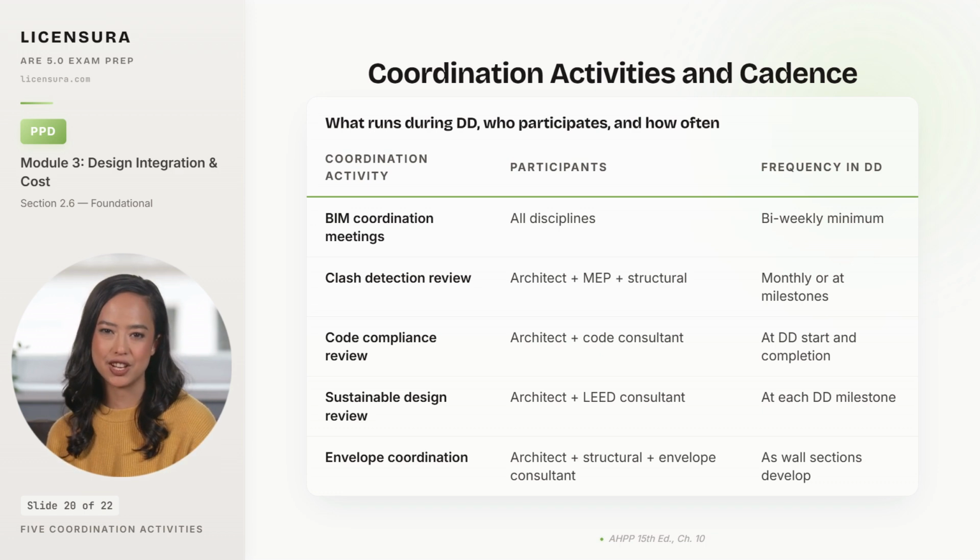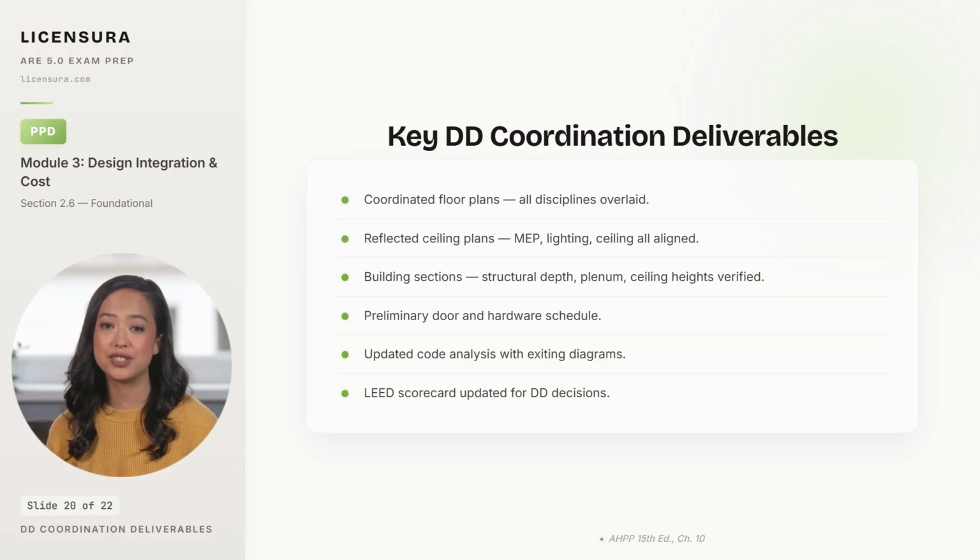6 deliverables anchor DD coordination. Produce them, or you have not actually coordinated. 6 concrete deliverables demonstrate DD coordination actually happened. Coordinated floor plans: all disciplines overlaid on the same plan, so spatial relationships across structural, MEP, and architectural are verifiable to the eye. Reflected ceiling plans, with mechanical equipment, lighting, sprinklers, and ceiling grid all aligned, because the reflected ceiling plan is where the most coordination conflicts hide on real projects.